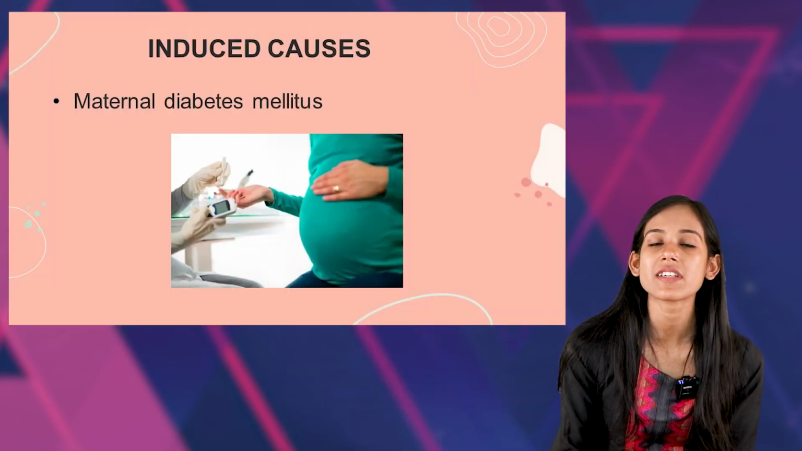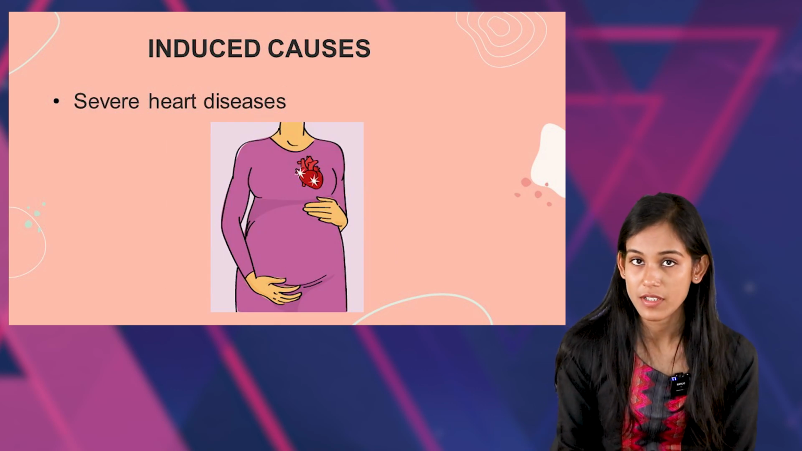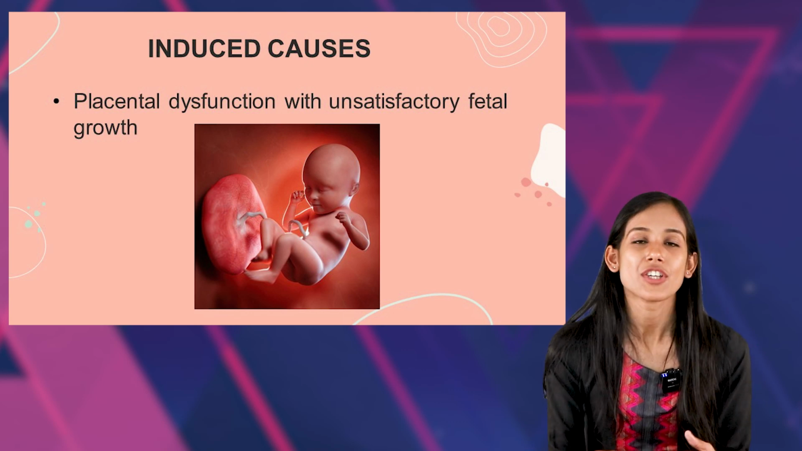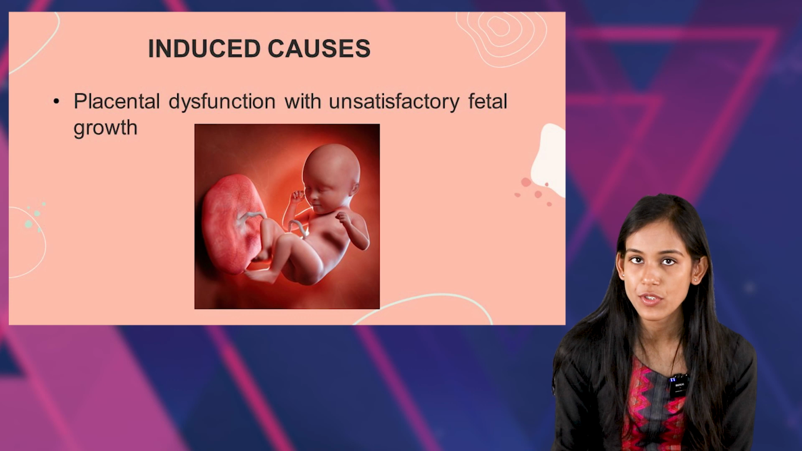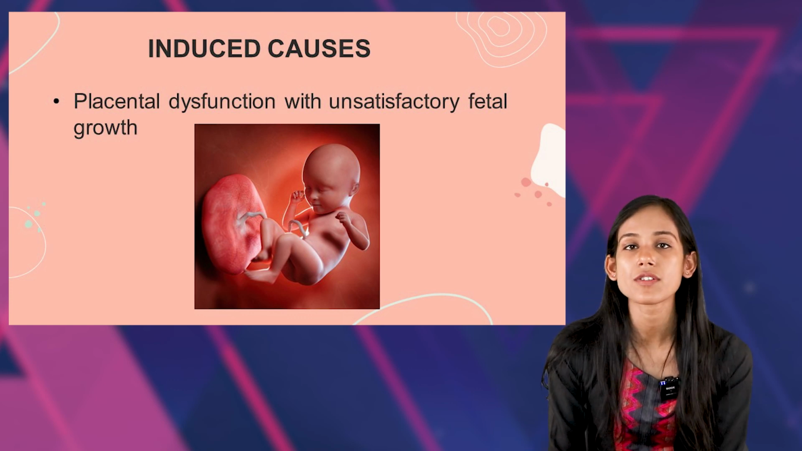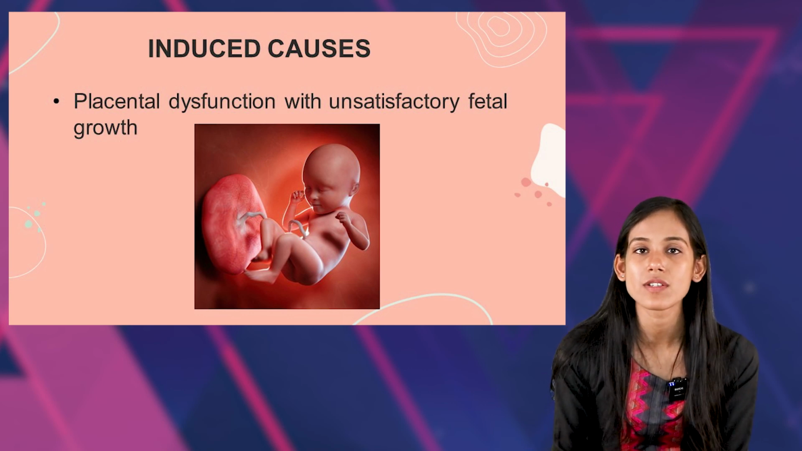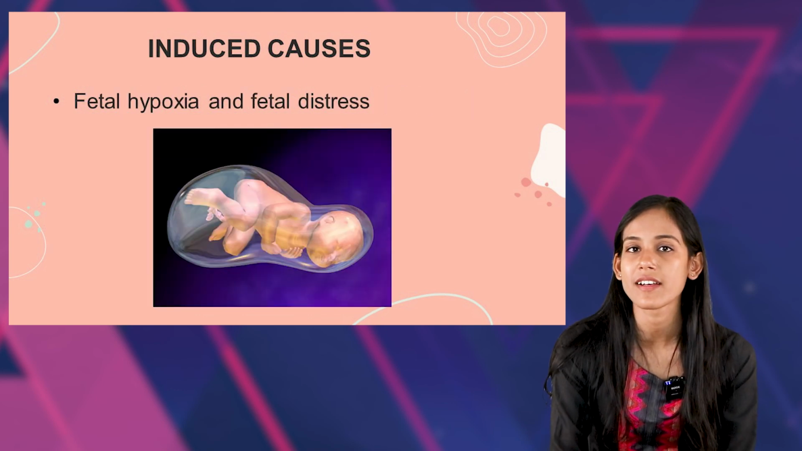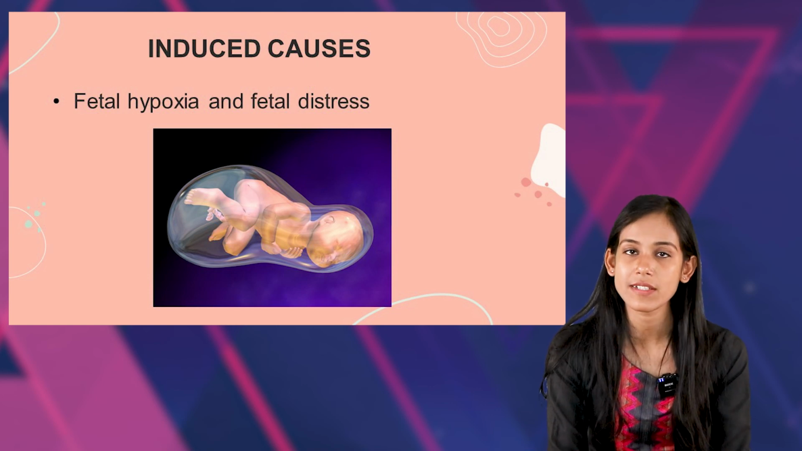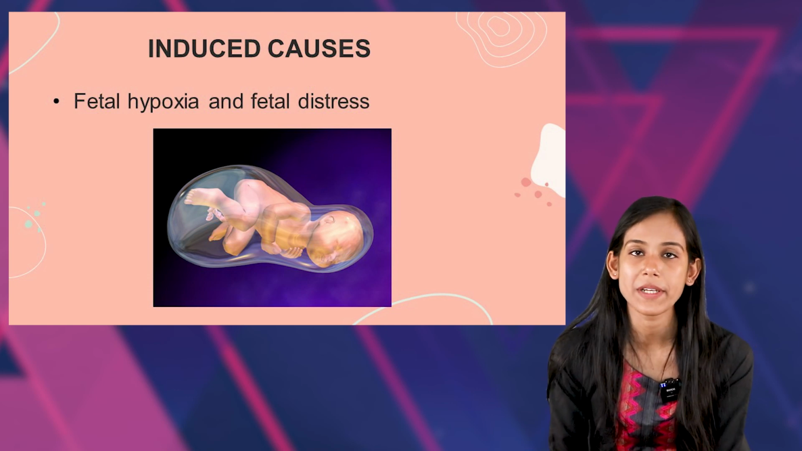If the mother is having diabetes mellitus or any kind of severe heart condition, in that case we might have to induce preterm labor. In case of placental dysfunction, if the placenta is not functioning properly, then there will be unsatisfactory fetal growth. In that case also we might have to induce preterm labor, and that is again a cause of preterm birth. And if there is fetal hypoxia, if the fetus is not getting enough oxygen and there is fetal distress, then we have to induce preterm labor, and that will lead to a preterm birth.